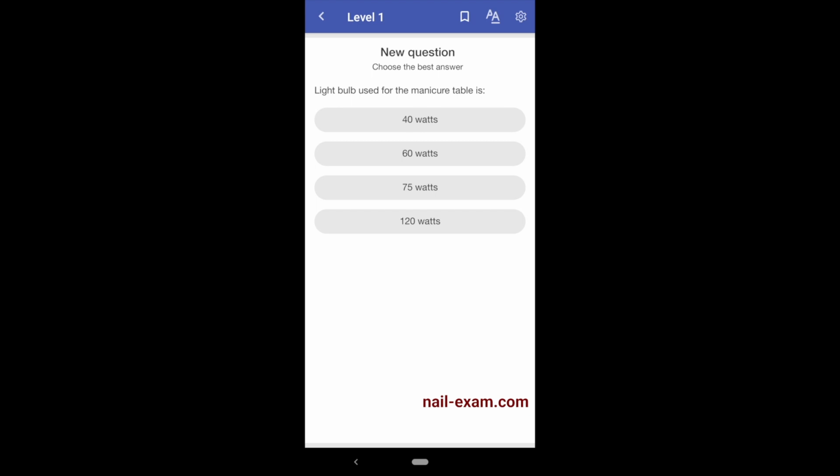The light bulb used for the manicure table is. Answers: A. 40 watts. B. 60 watts. C. 75 watts. D. 120 watts. The answer is A.